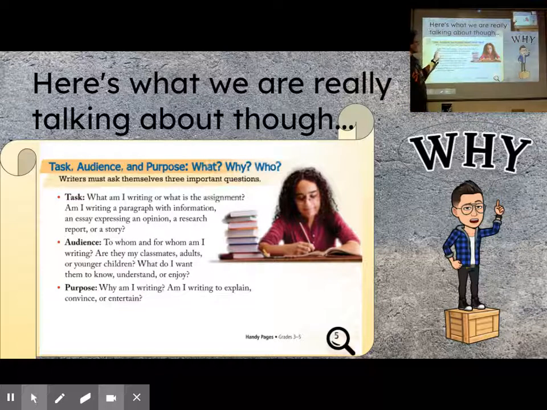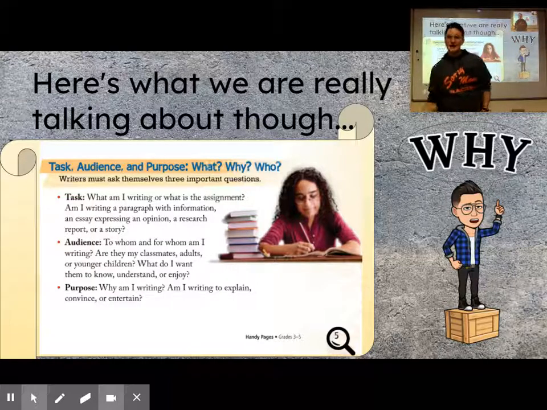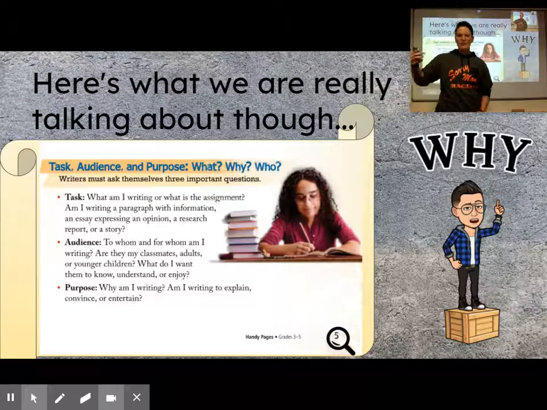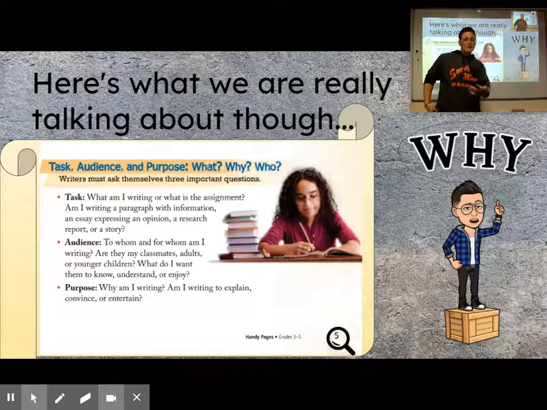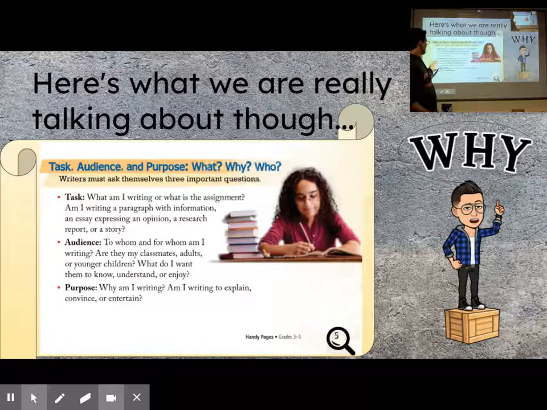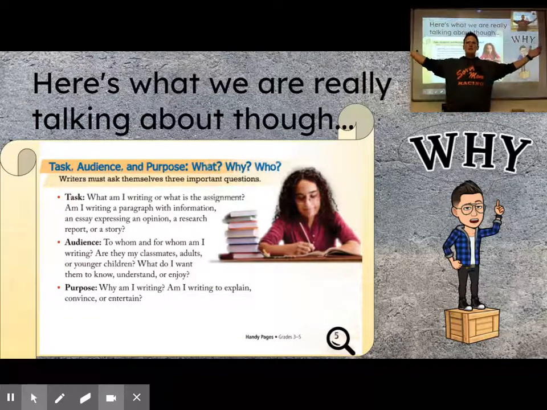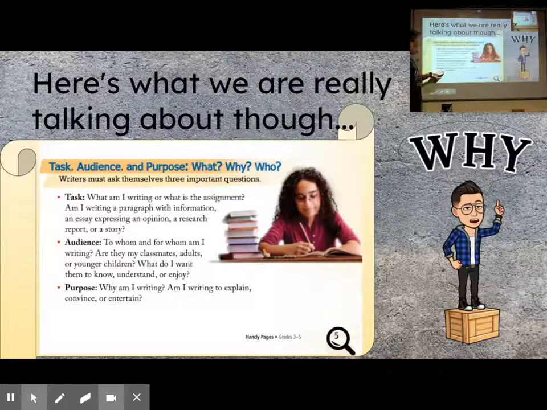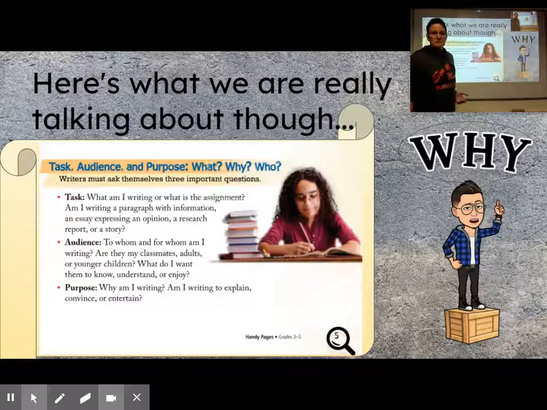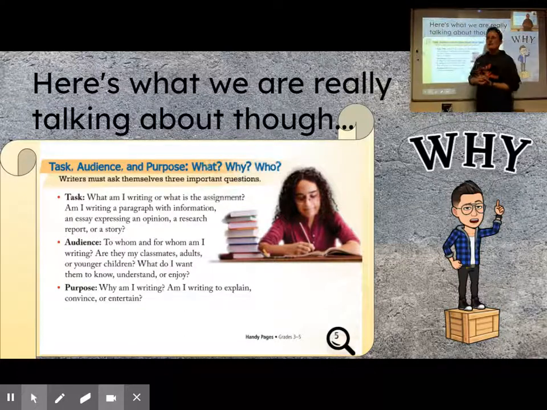So you want to think about your task. What are you writing for this assignment? Are you writing a paragraph? Are you writing an essay? Are you making a report? Are you creating a presentation? What's your purpose, right? And then your audience. Who are you writing it for? Are you writing it to your classmates? Are you writing it to your baby brother? Are you writing it to your parents, to your teacher, to the President of the United States? Okay? And why are you writing that? Right? What is it that you are trying to get out of that?